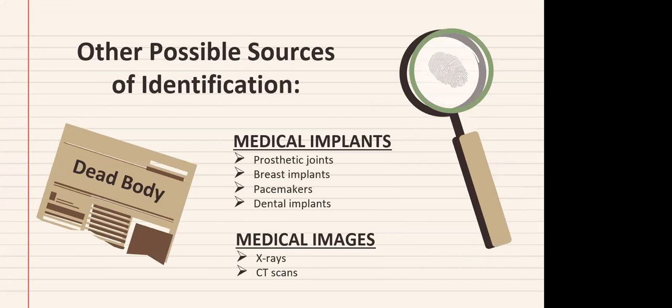So here are other things which may be useful in identifying remains. The discovery of medical implants during an autopsy can also be informative, and this includes prosthetic joints, breast implants, pacemakers, or dental implants. Then, yung investigators, they may be able to link this to the patient records through their unique markings, in trademark, date of manufacture, and serial number.